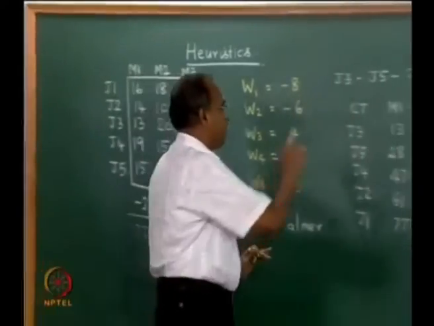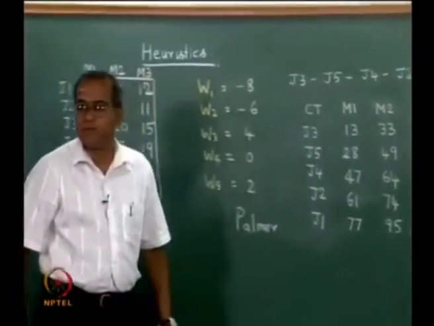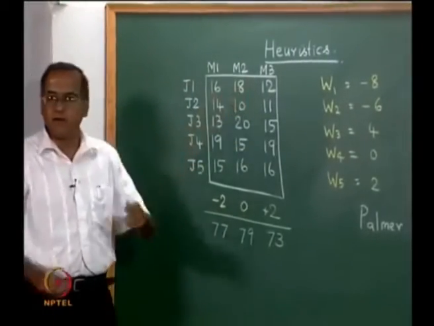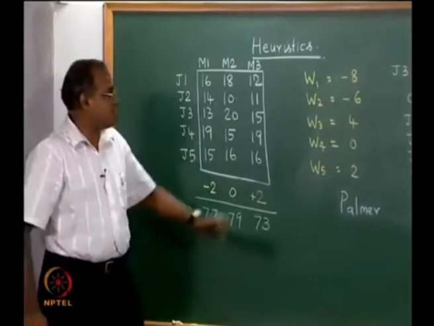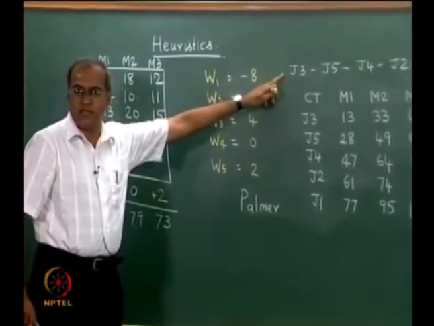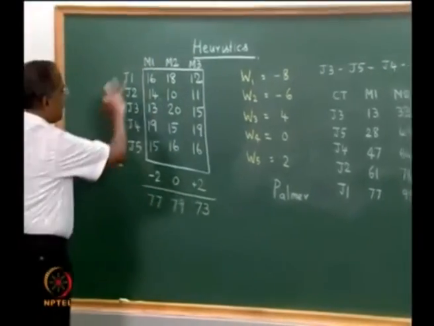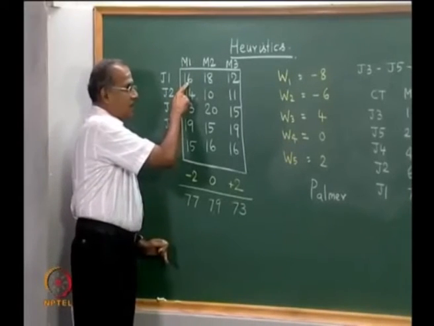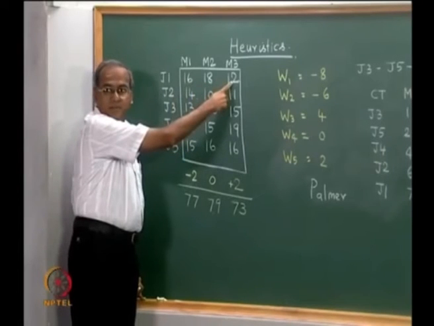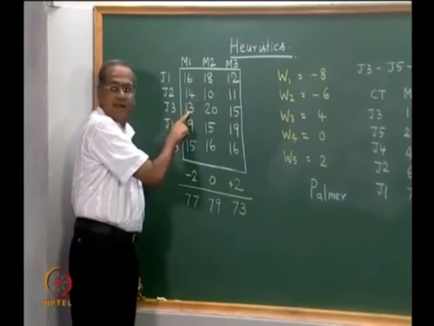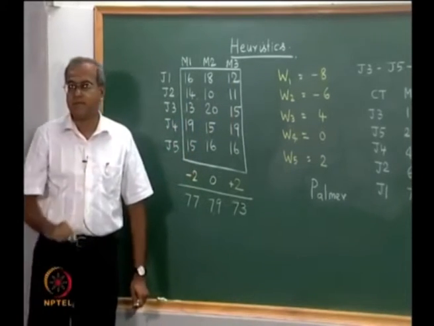If we see very carefully these sequences J3, J5, J4, J2 and J1, they were based on a decreasing order of the index. Now, J3 had the highest value of the index, while J1 had the lowest value of the index. J1 got the lowest value because this 16 is bigger than 12, and J3 had a higher, positive value, because this 13 was smaller than 15.